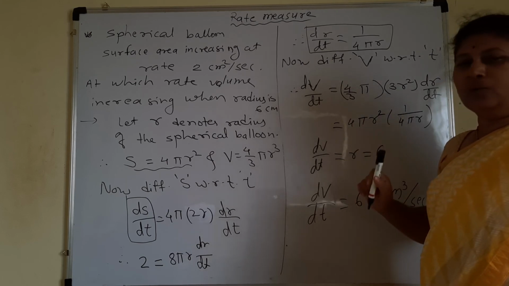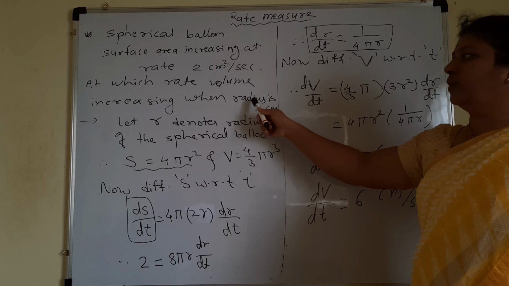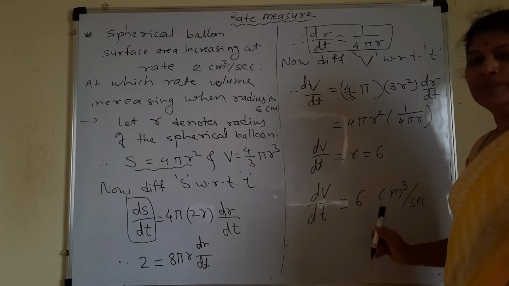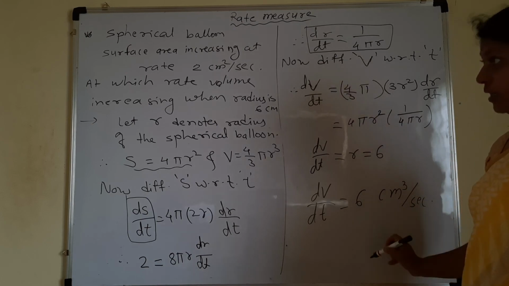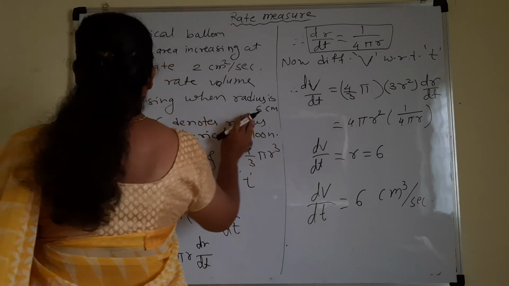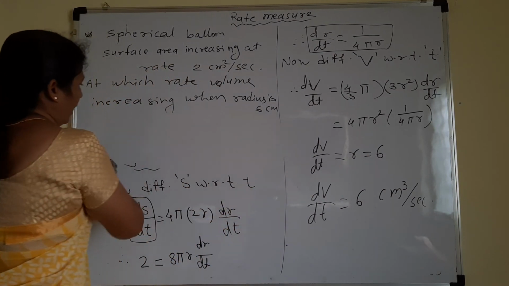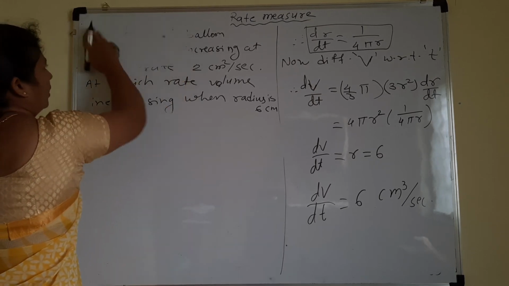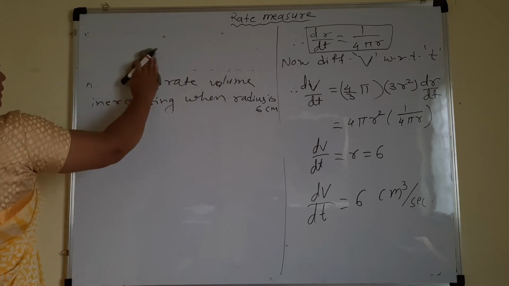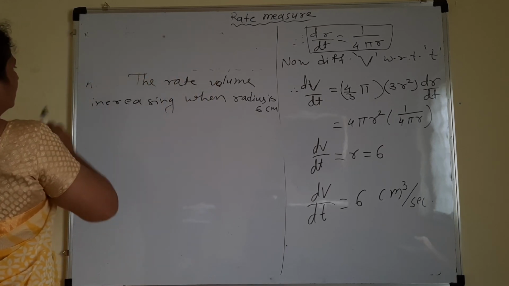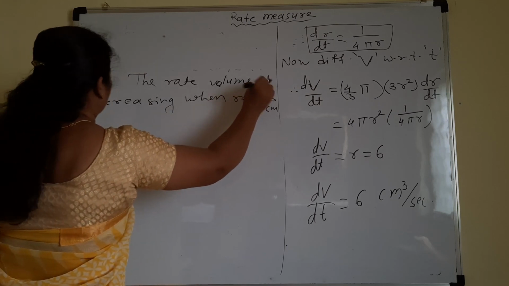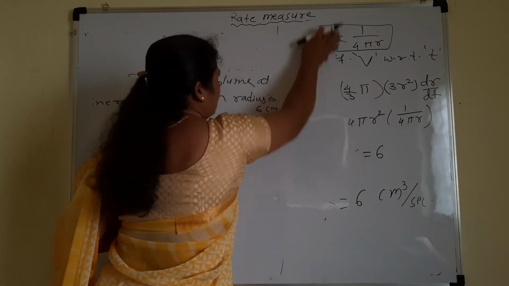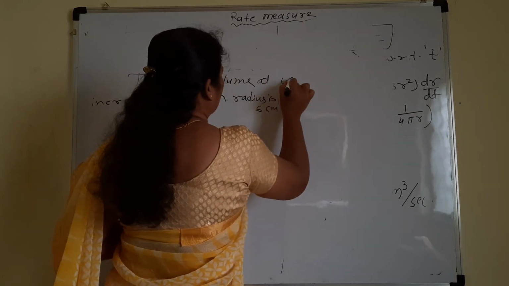Now at what value do we have to find the rate of change of volume? We have to find it when the radius is 6. So I put the value of r, and this is nothing but the rate of increase of volume. So what is your final answer? Your final answer must be the rate at which the volume is increasing. So how to write your answer? The rate at which the volume is increasing.